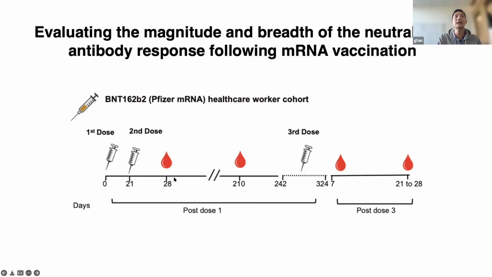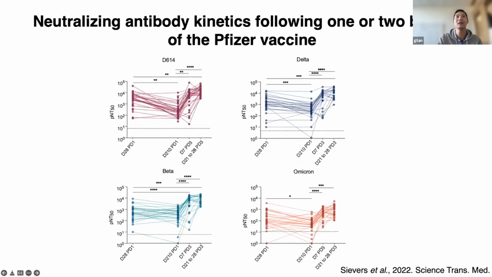So we decided to just look at day 28, which is post first boost, and then looked at the other time points after the third immunization. Sorry, I'm getting confused right now. So this is the neutralizing antibody kinetics following 1 and 2 boosts of the Pfizer vaccine.